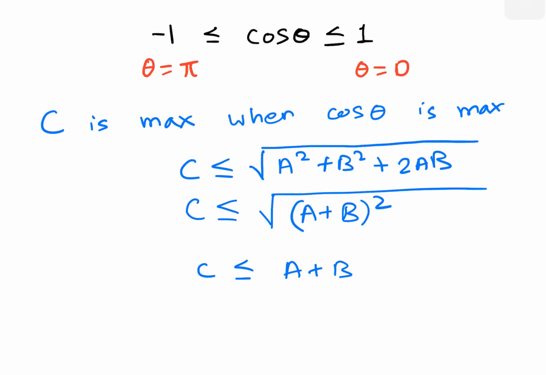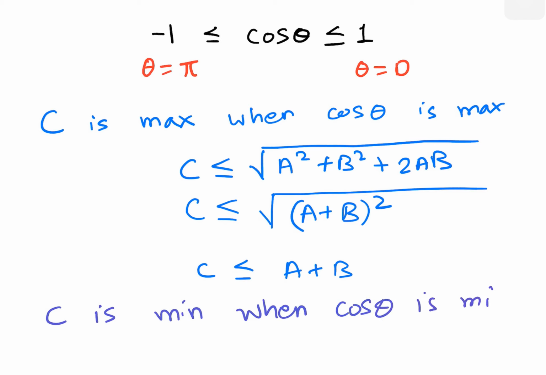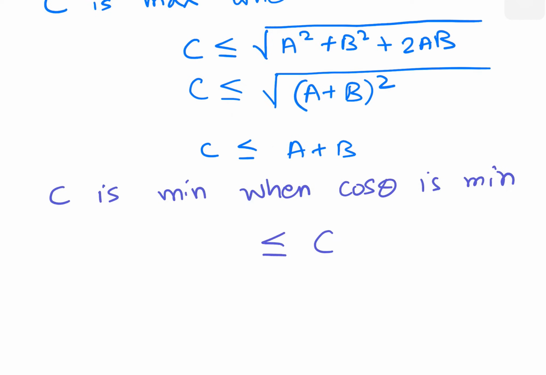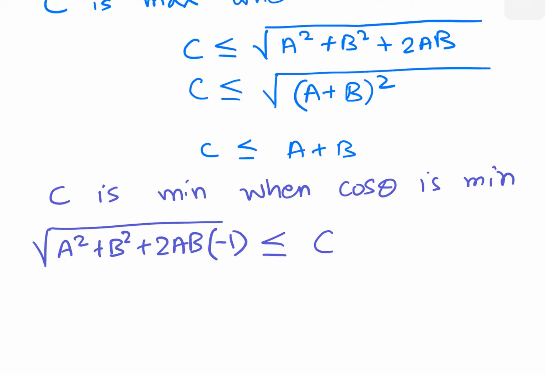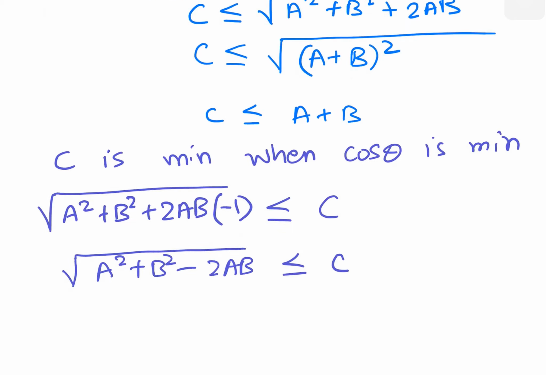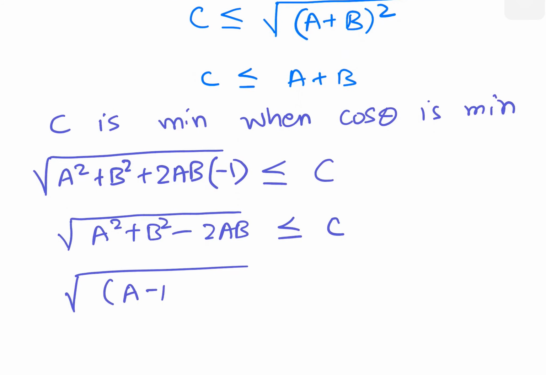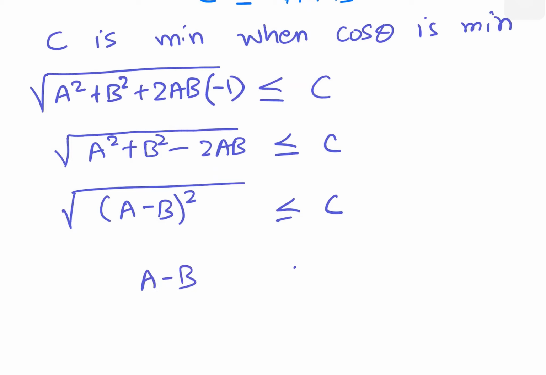Now similarly, C is minimum when cos theta is minimum. So C will be greater than equal to under root of a square plus b square plus 2ab into the minimum value of cos theta, which is minus 1. Or we could rewrite this as under root of a square plus b square minus 2ab less than equal to C. This will be now equal to a minus b whole square, and this is less than equal to C. So square root of a minus b whole square will be a minus b or b minus a less than equal to C. Or we could combine them together by simply writing modulus of a minus b is less than equal to C.